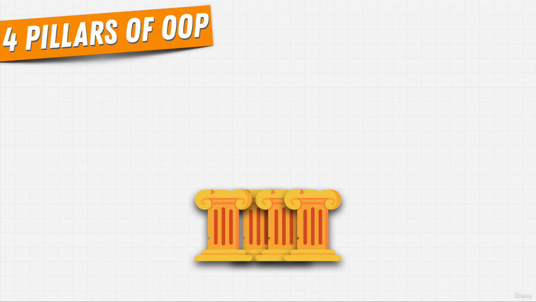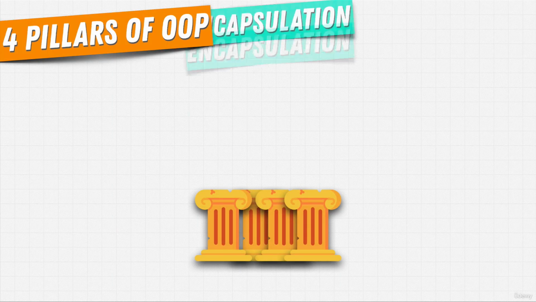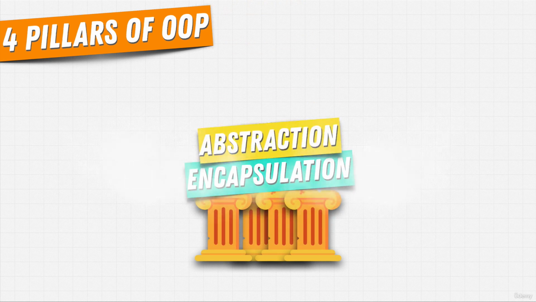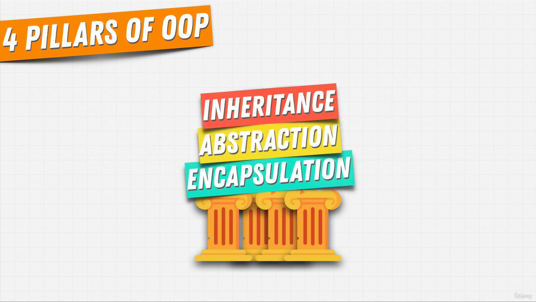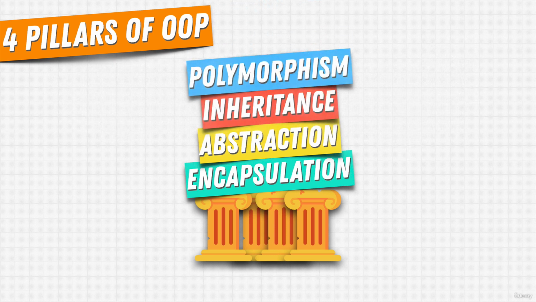One final pillar of OOP to go. We talked about encapsulation, about abstraction, and about inheritance. And then there's this fourth one that has a pretty tough word, polymorphism. What does that mean?